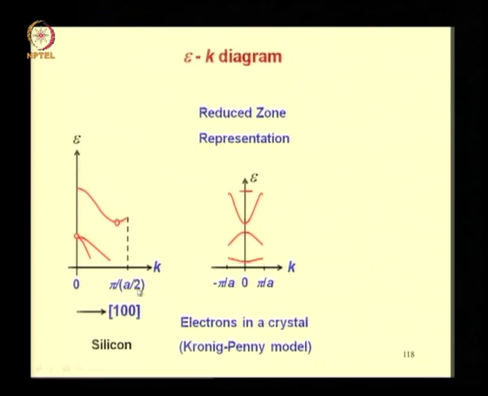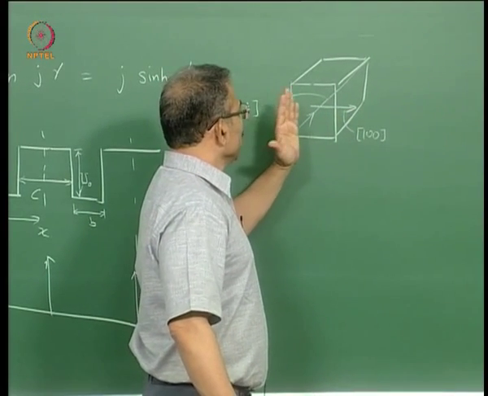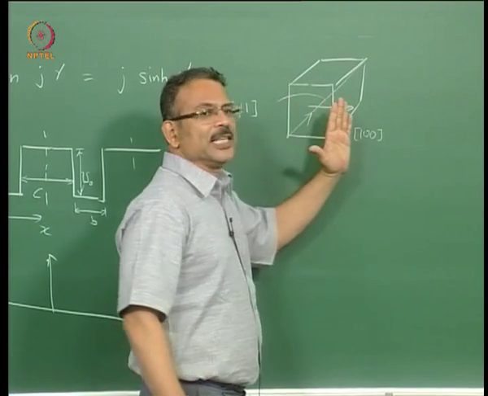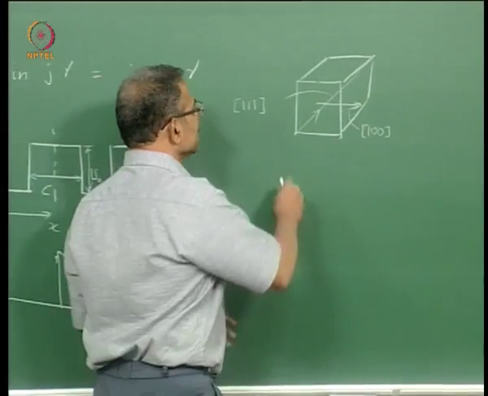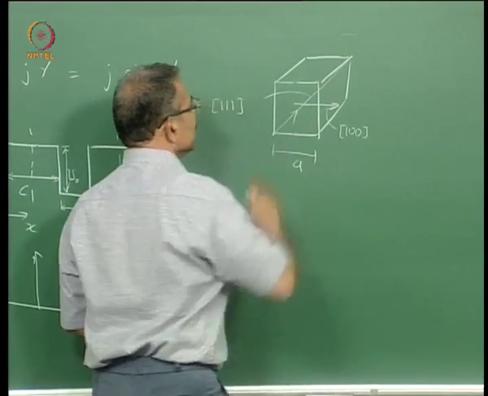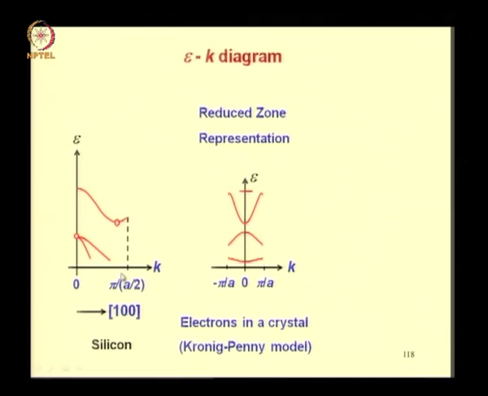Now the reason you are using a by 2 instead of a is that the earlier model was a one-dimensional crystal, whereas here the results are shown for a 3-dimensional crystal where a is the lattice constant. It turns out that when you are moving in the 1 0 0 direction, the periodicity is related to the location of the atomic planes, and the distance between successive 1 0 0 atomic planes is a by 2. So that is why a by 2 is coming here.